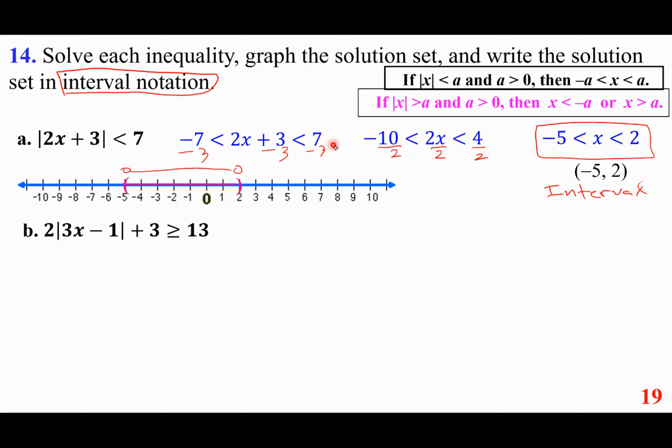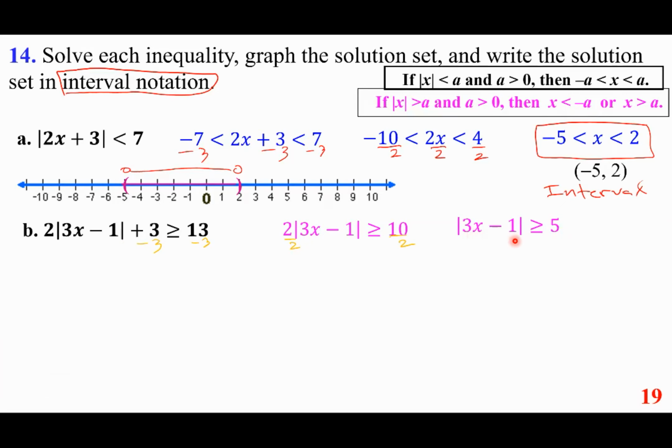We isolate. That means step 1, get rid of number 3. Step 2, divide both sides by 2. And since we just isolated this absolute value completely, we are going to go with this and say, since this is positive, x is less than minus a.